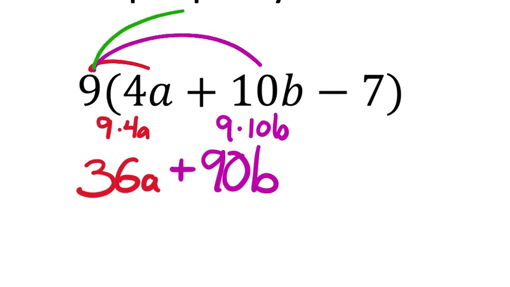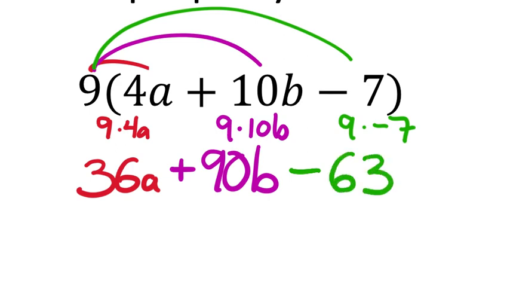Now this next one, when I distribute the 9, it's a 9 to a negative 7, so I'm going to show it as 9 times negative 7. Okay, why is it negative? It's because the 7 takes the operation to its left as its sign. It's negative 7. So 9 times negative 7 would result in negative 63.